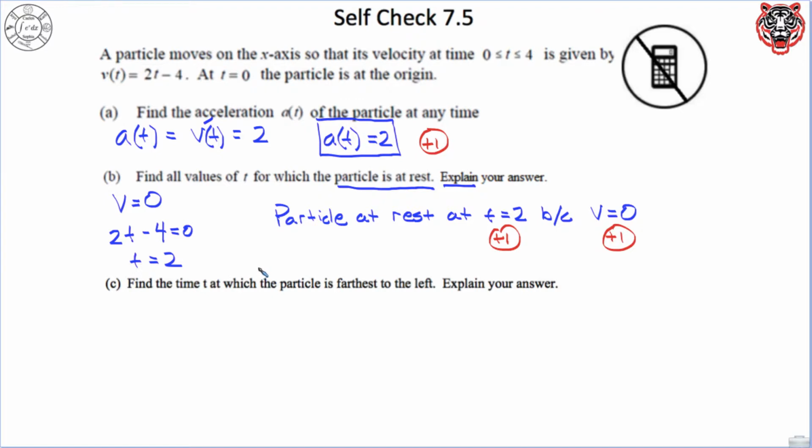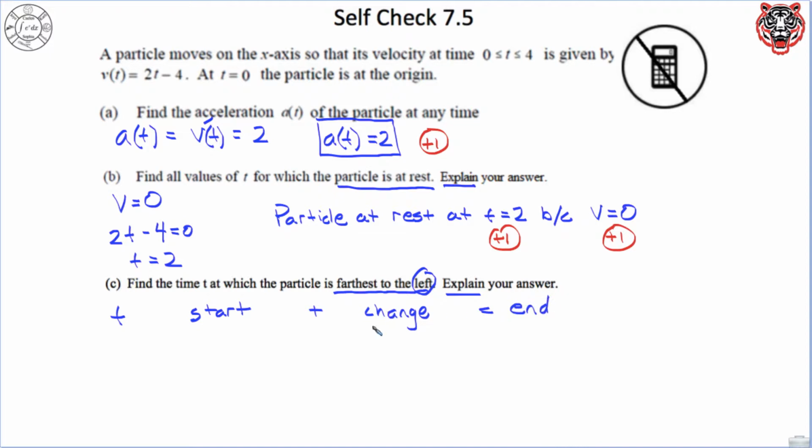Okay. All right, so part C, find the time at which the particle is farthest to the left. So farthest problems, and we're looking at left, not right. Usually we have a right problem, and we also have to explain our answer. So we have to set up a table here. So we'll have our time. We'll do start plus change. And that's gonna give us our end.